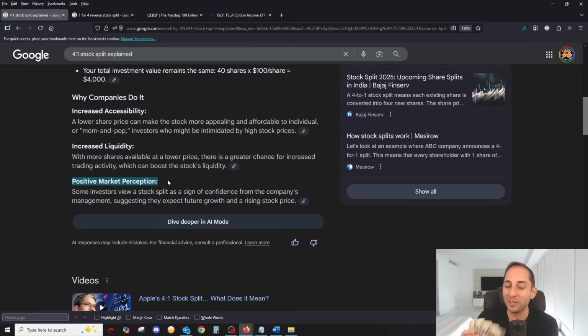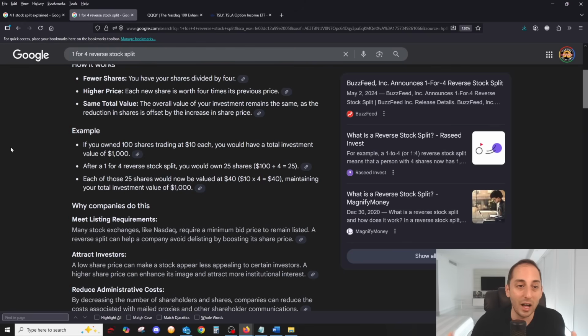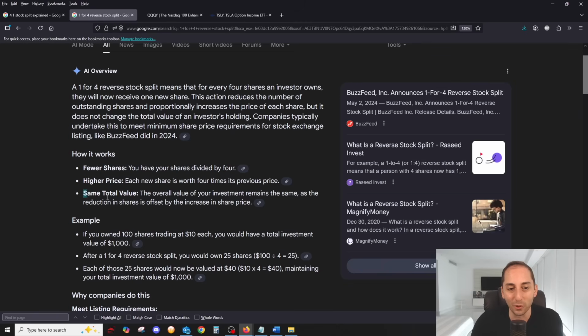You feel better owning 4 $5 bills. You feel like you're richer than owning one $20 bill because you just have more bills, right? You have more shares, more bills. That's really all it is, but it's the same thing. Now, the opposite is a reverse stock split, or a 1-for-4 reverse stock split, for example, is exactly the same. If we look here, it says same total value. The overall value of your investment remains the same as the reduction in shares is offset by the increase in share price, right? So yes, you don't have four bills of $5. You have only 1 bill now instead of 4, but you increase the amount, right?